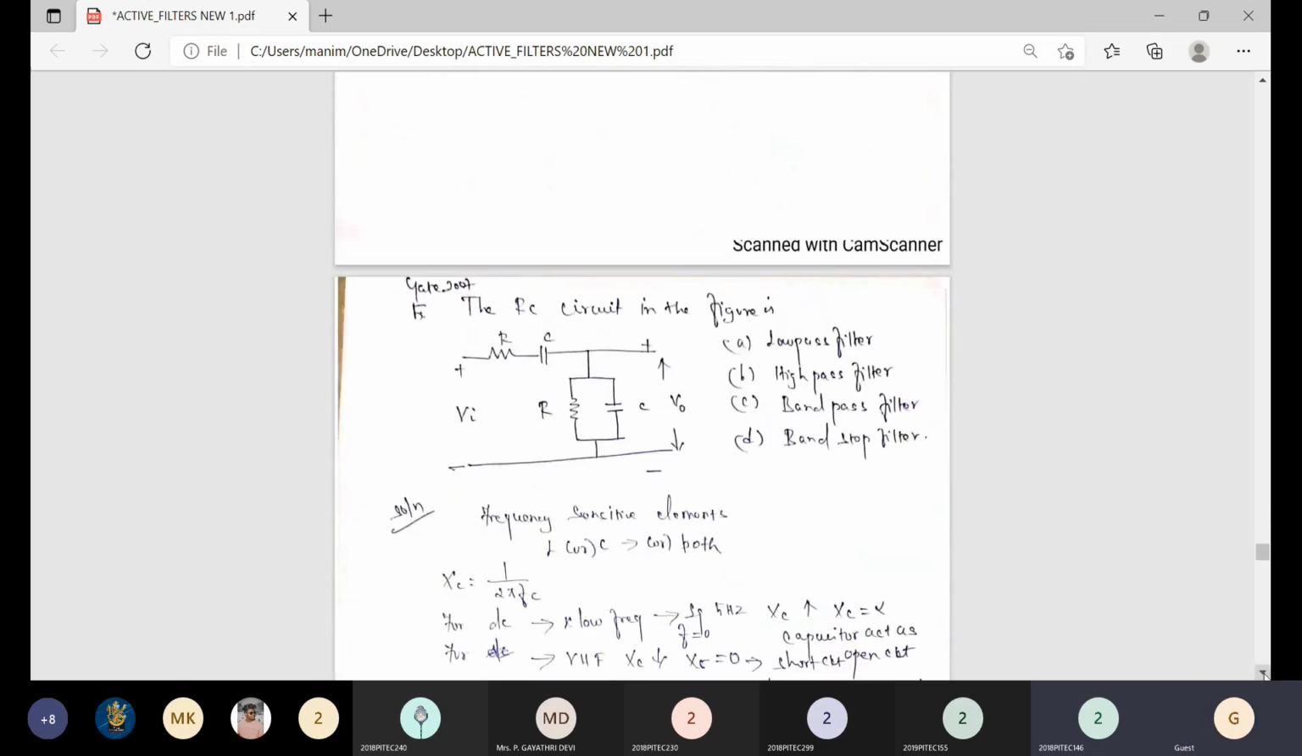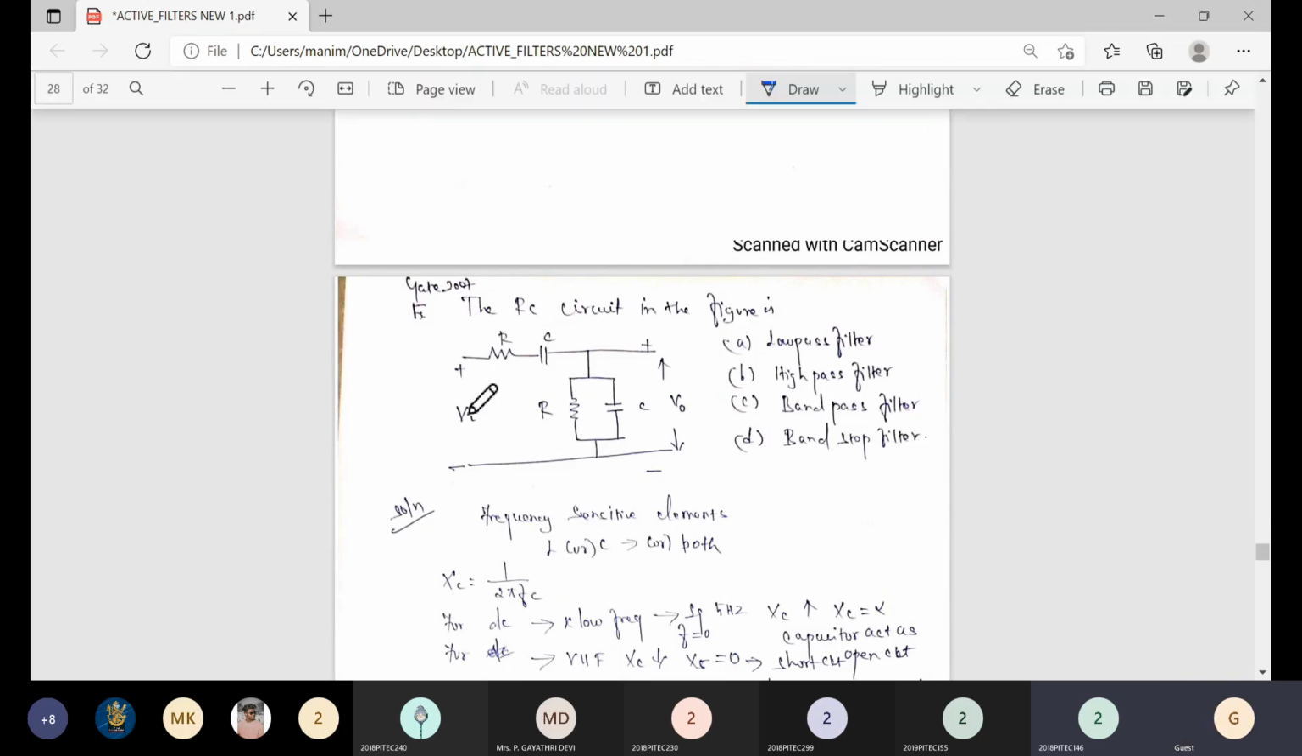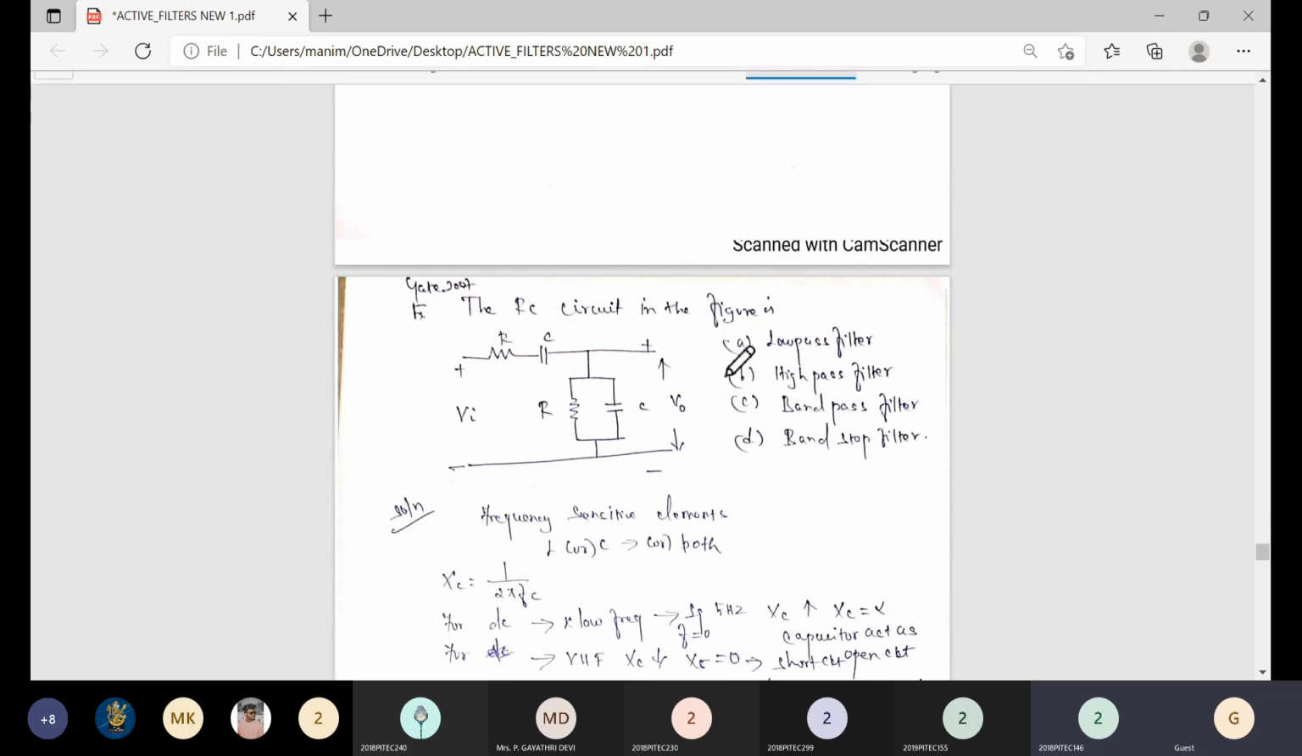So the next question is a GATE question. They have given one RC circuit, that is a filter circuit, without an op-amp. That is a passive filter. One RC is connected in series, one in parallel. The question is to find whether the circuit is a low pass, high pass or band stop filter.